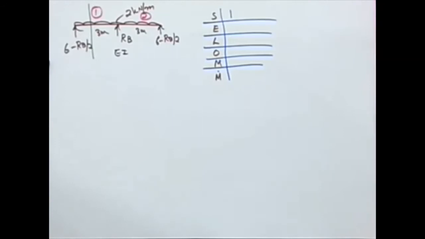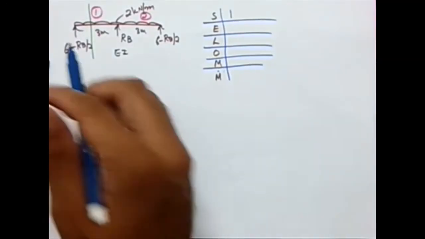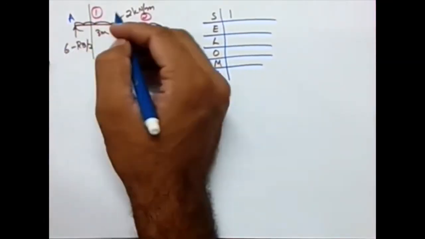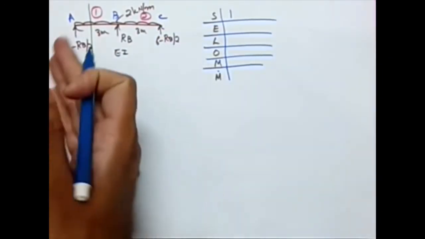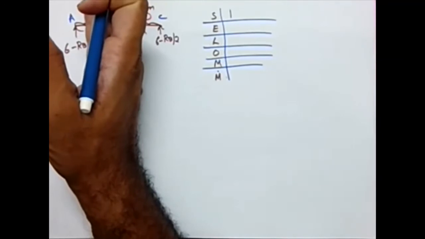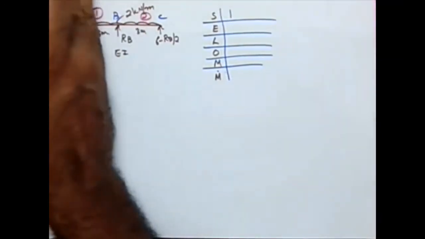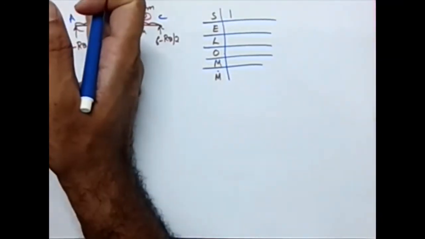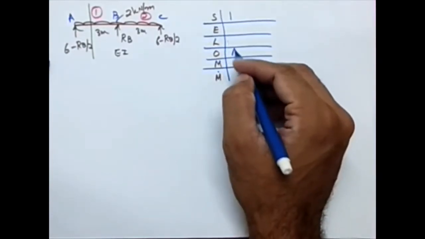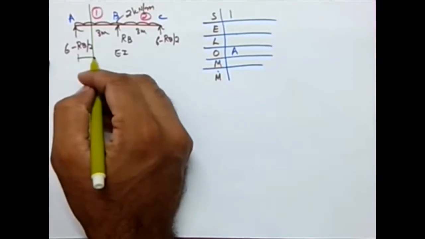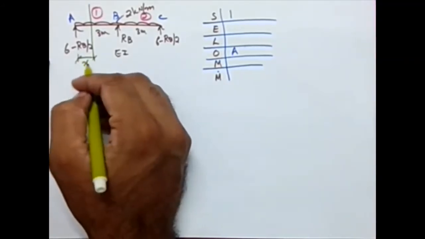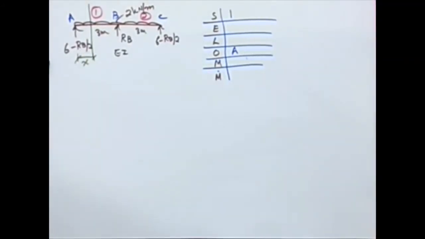Now I need to think which should be considered as the origin: point A, B or C. Which is the preferred one? Definitely A, because if I look to the left side, there are just 2 forces, and on the right side a lot of forces, so it's better to look to the left. So I'm keeping the origin as A. What will be the distance x? The distance is from the origin to the section, so this is basically x.